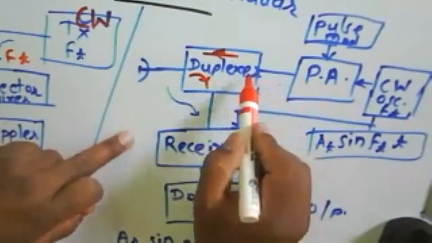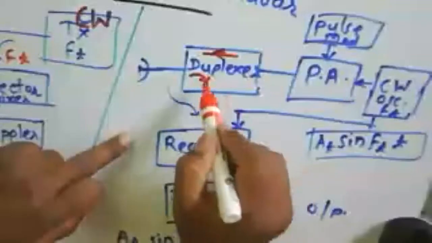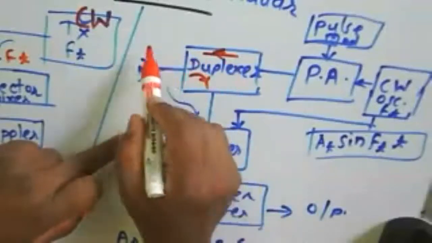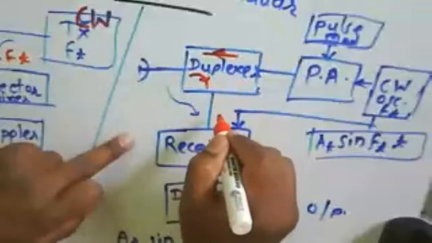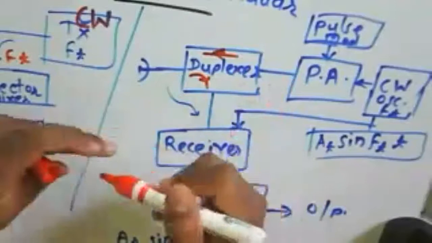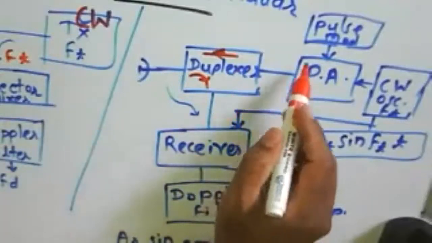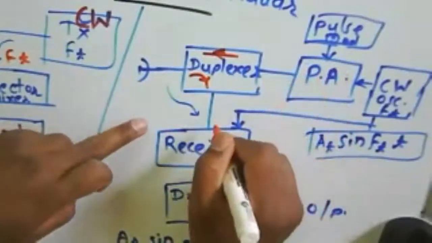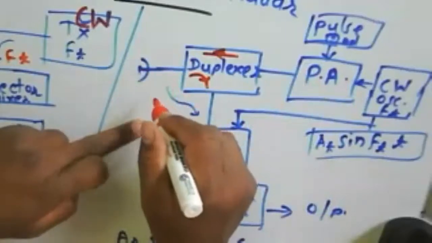Because of the duplexer, that amplified pulse will not come to the receiver directly, because the switch is there. That switch will act as a forward direction, used only for transmitting the signal and not for receiving. If any such signal goes to the receiver, the receiver may be damaged, because that signal is a high power signal. So at the receiver, we are getting only the echo that will be observed from the radar.